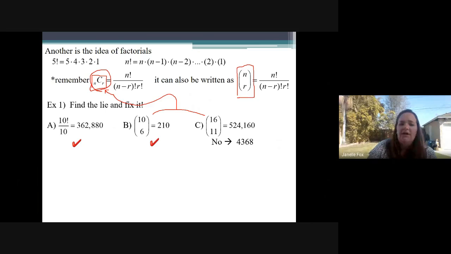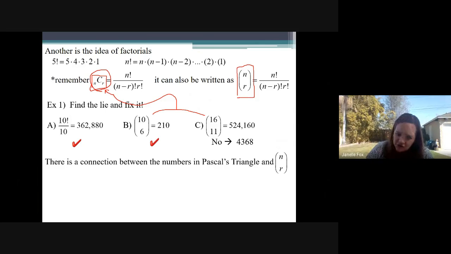So now I would like to explain a connection between Pascal's triangle and that nCr, or the n choose r idea and notation. If you were to take an instance just like row 4, this is row 4 right here. I just pulled it from the top of my paper. The numbers were 1, 4, 6, 4, and 1.